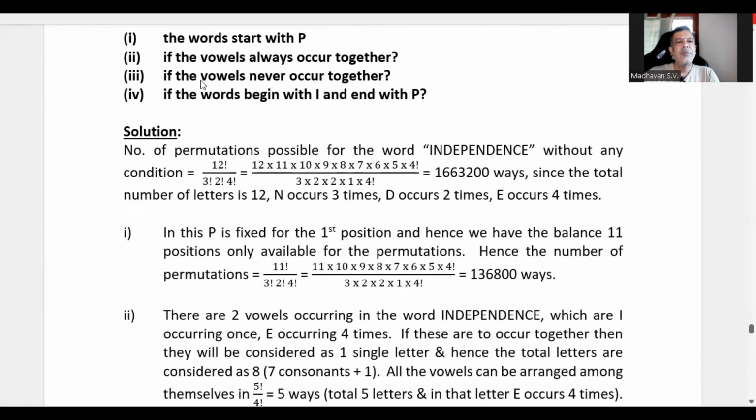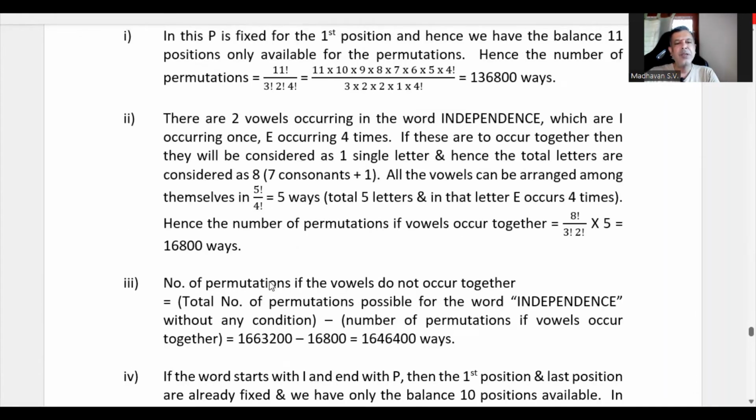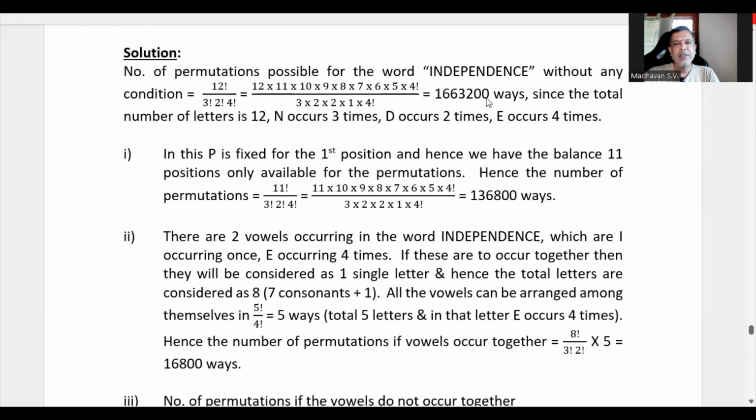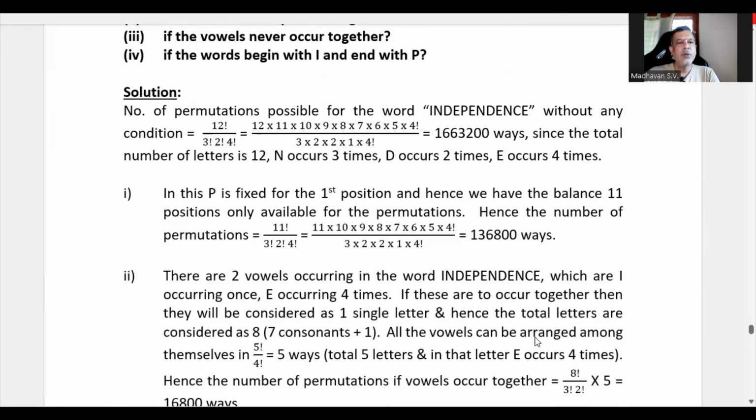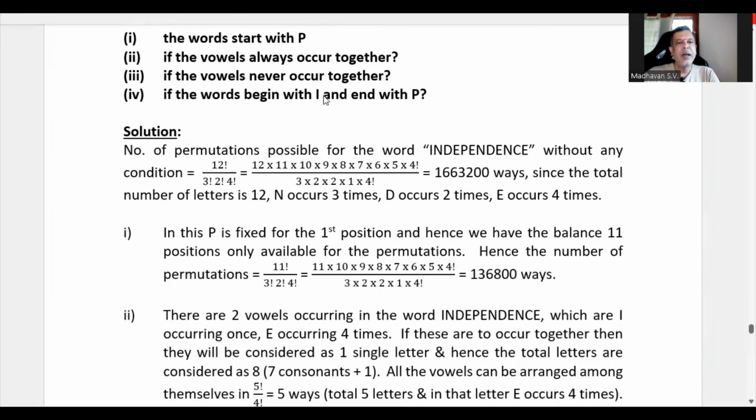Now the third question: if the vowels never occur together. For this, we will use what we have done without any condition. The number of permutations if the vowels do not occur together will be the total number of permutations possible for the word "independence" without any condition minus the second question's solution, the number of permutations if vowels occur together. So it becomes 16,63,200 minus 16,800. So we get 16,46,400 ways.